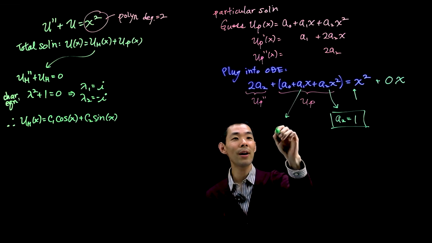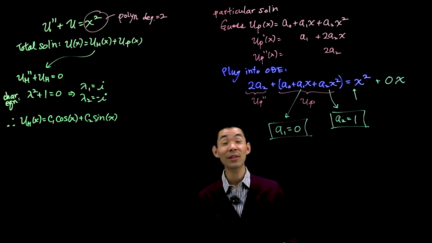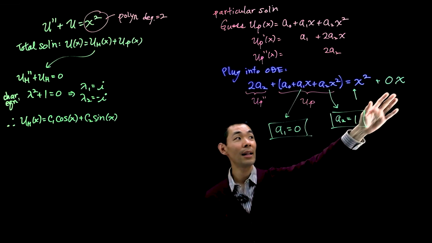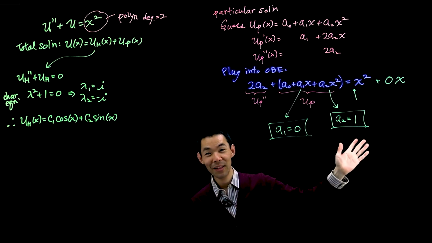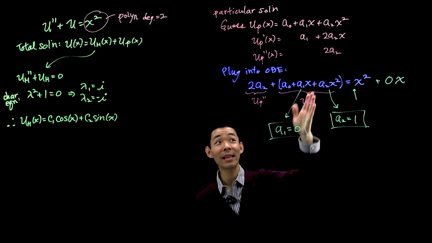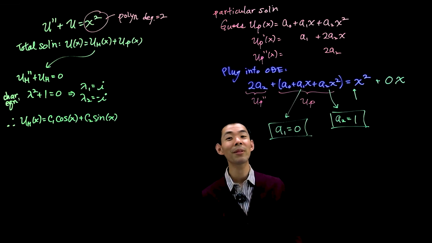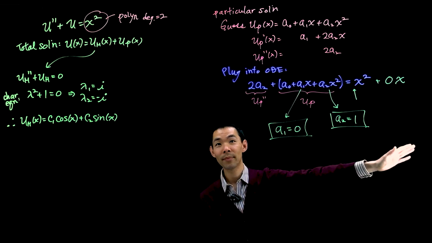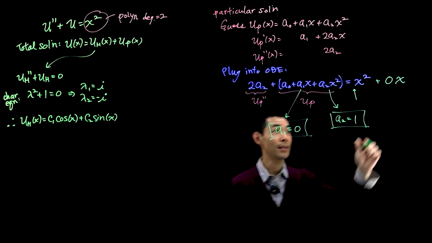Therefore, a1 better be equal to 0, because if it's not, that would mean that we have a linear term on the left-hand side that doesn't equal the linear term on the right-hand side. So we need to basically kill off this linear term on the left-hand side such that it equals the terms on the right-hand side. Same thing with the constant.